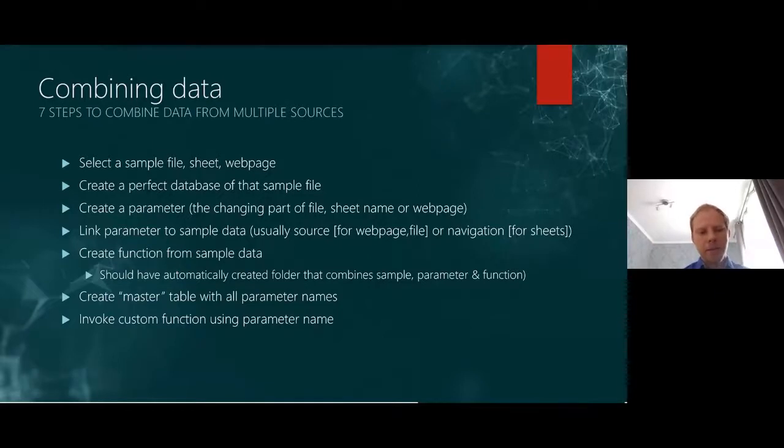And the last 2 steps are, first of all, you need to create this master table. I just call it a master table, where you add all of the parameter names. So it can be these pages that you want to use, or product names, or sheet names. You just add them as names and make sure that it is text. And lastly, you just invoke this custom function using this function that you just created.